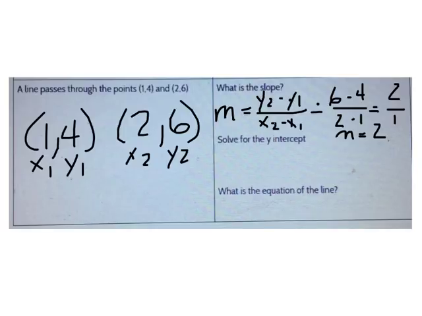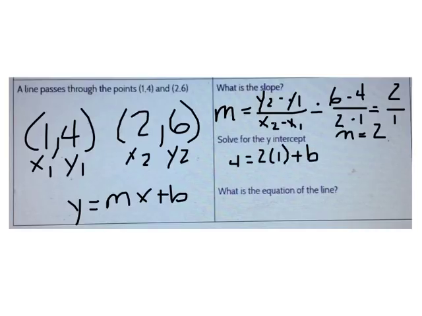The slope is 2. Now I can use the slope to solve for the y-intercept. So I can plug in 4 equals 2 times 1 plus b, or 4 equals 2 plus b. What's the value of b? B is also 2. So now I can write the equation of my line. Y equals 2x plus 2.